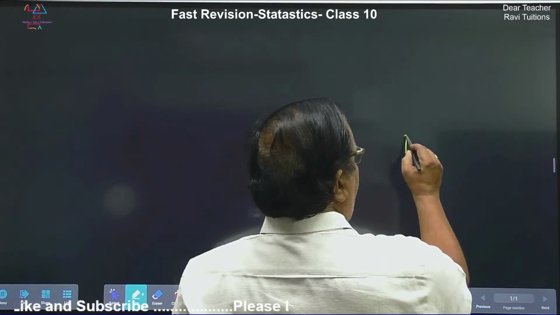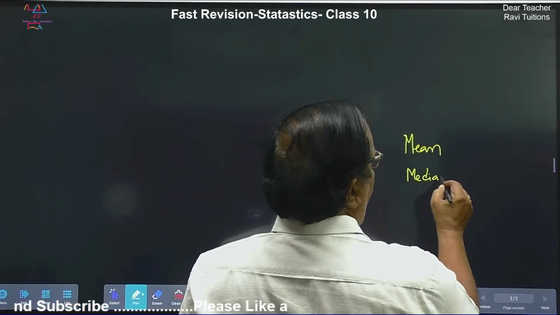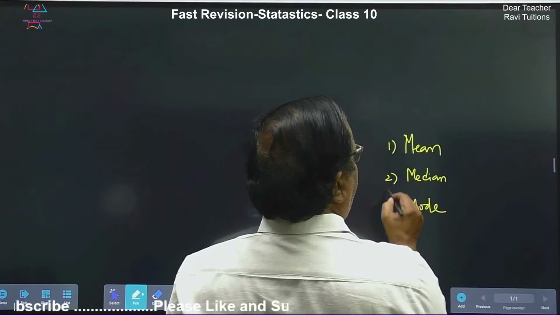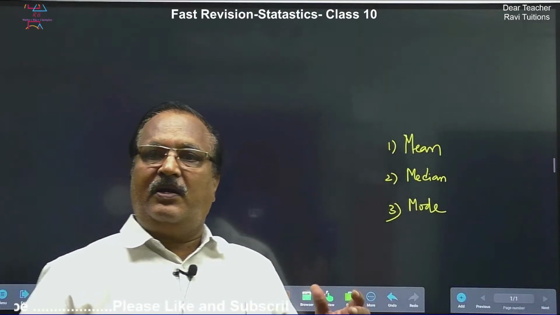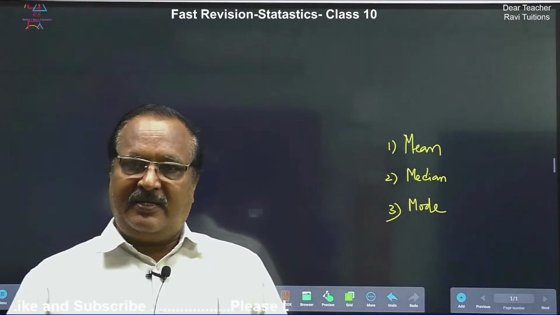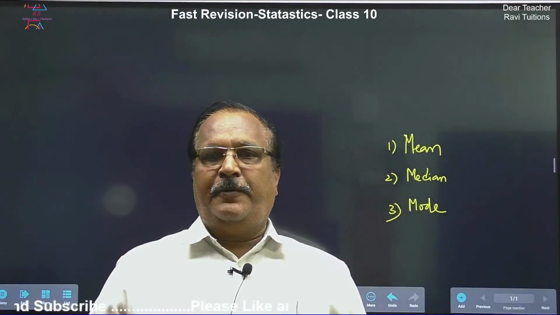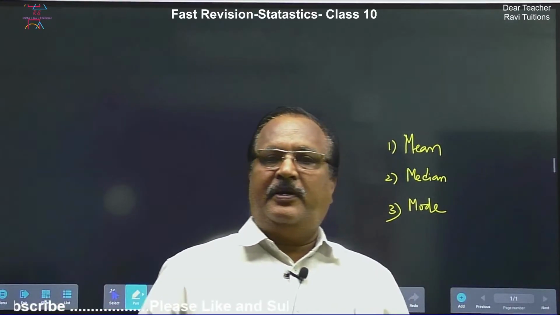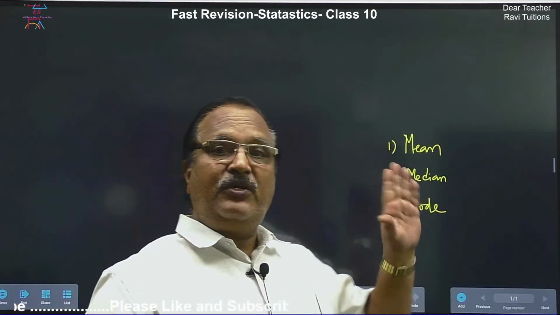So we have only three things. One is arithmetic mean, the other one is median, the other one is mode. So three things you have to learn: mean, median, mode. These three are called averages of the data. Data is of two types: raw data and group data. Raw data we have already done in 9th class. Now in this we have to do with the group data.